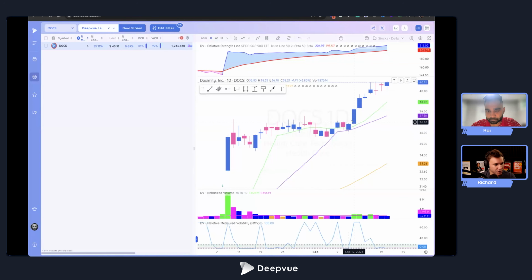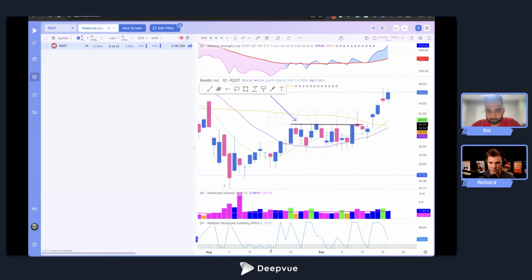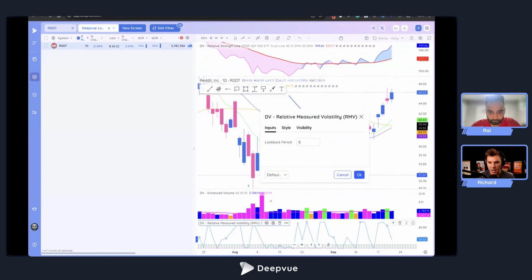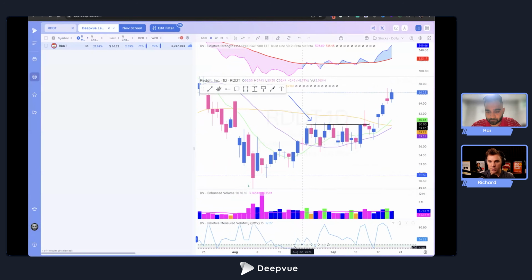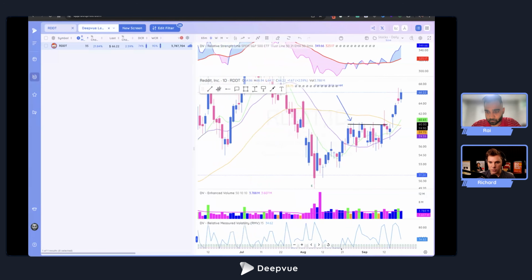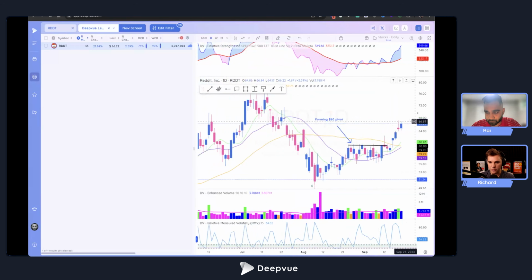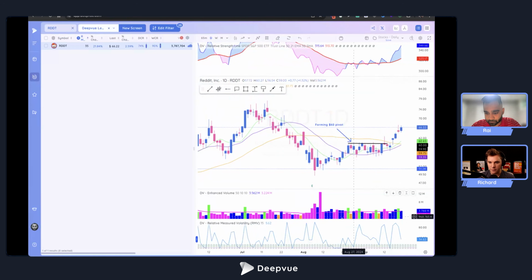And let's bring up just a bunch of them. So let's talk through Reddit. Let's bring that up and switch the look back period back to 15, because I only use 5 for recent IPOs forming their IPO bases, and then recent gap ups, as well as more volatile stocks. So Reddit has been forming this consolidation. And look, right before this recent move, we had an RMV 0 signal. So it coincided with a pullback into the moving averages.